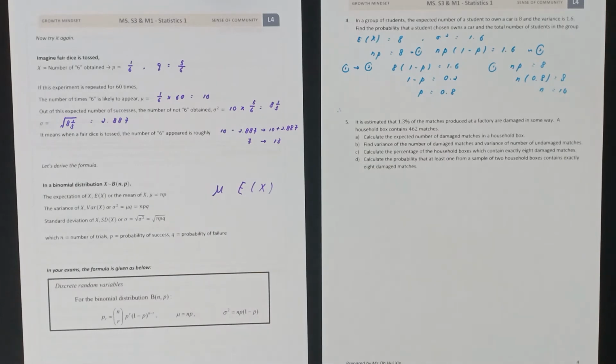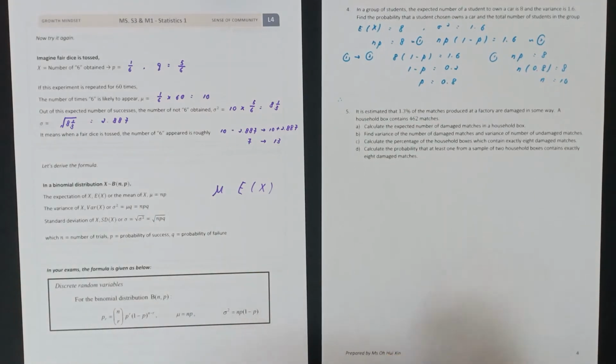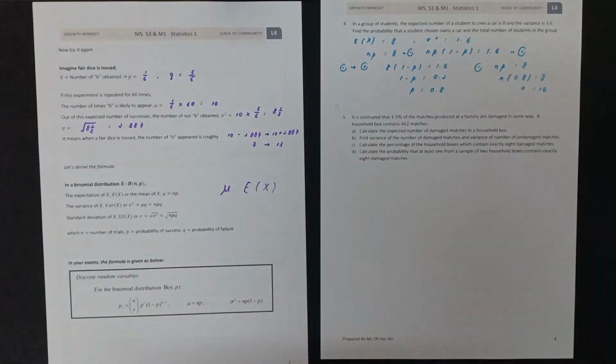Okay, alright. So number 5, it is estimated that 1.3% of the matches produced at the factory are damaged in some way. A household box contains 462 matches, and you want to find out, calculate the expected number of damaged matches in a household box. So meaning you can write down first what is given in your question.